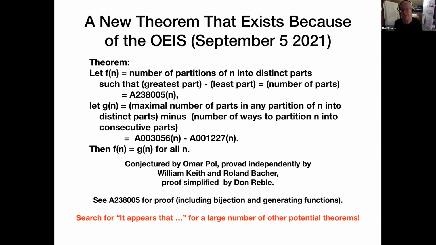I have one last slide just to mention that 4 days ago, there was a new theorem that exists because of the OEIS, and the theorem has to do with partitions. And the theorem says that two sequences are equal. One is the number of partitions of n into distinct parts with the property that the difference between the greatest part and the least part is equal to the number of parts. And the other is the maximum number of parts in any partition into distinct parts minus the number of ways to partition n into consecutive parts. This is now a theorem. It was conjectured by Omar Pole, and there were two independent proofs by William Keith and Roland Bacher, and Don Rebel just sent me a rather simpler version.